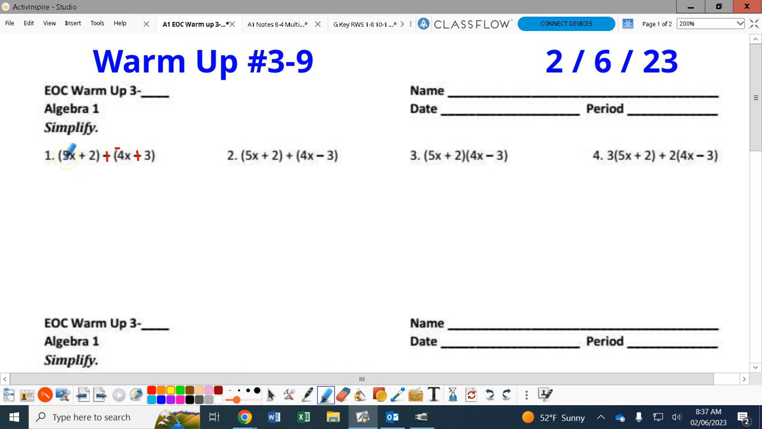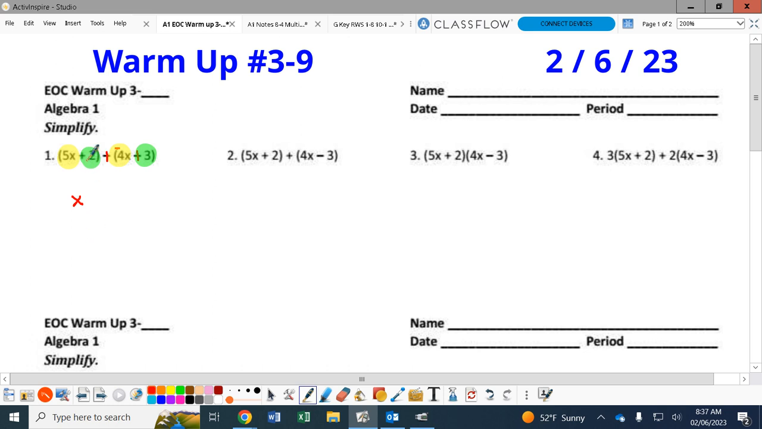Y'all can circle, do whatever you need to do to be able to see that. We're going to combine the 5x and the negative 4x. Then we're going to combine the 2 and the 3. Guys, what's 5 and negative 4? Just the numbers. 1, and then we write 1x by just writing x.